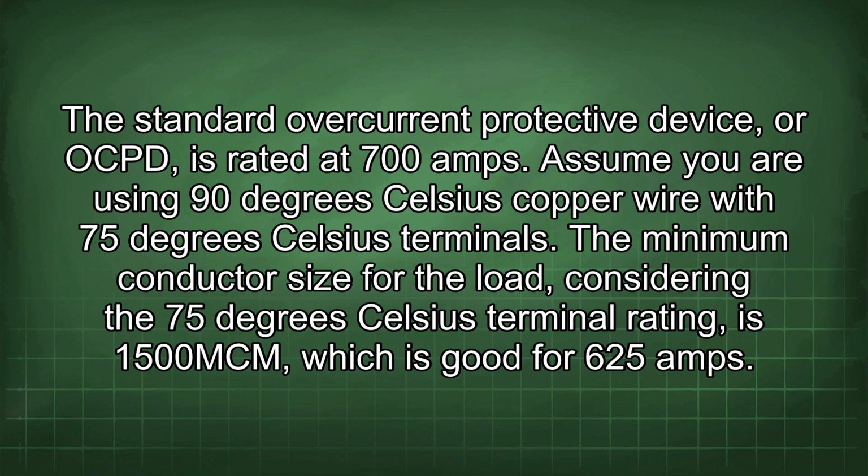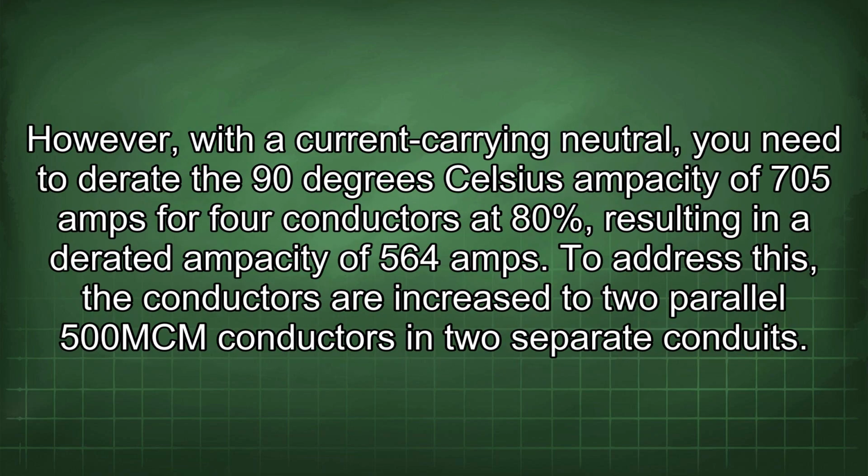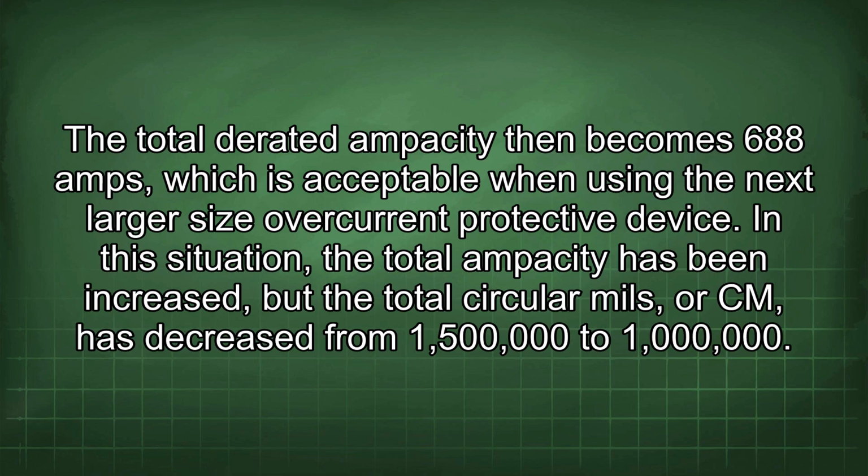for 625 amps. However, with a current carrying neutral, you need to derate the 90 degrees Celsius ampacity of 705 amps for 4 conductors at 80%, resulting in a derated ampacity of 564 amps. To address this, the conductors are increased to 2 parallel 500 mcm conductors in 2 separate conduits. The total derated ampacity then becomes 688 amps, which is acceptable when using the next largest size overcurrent protective device.